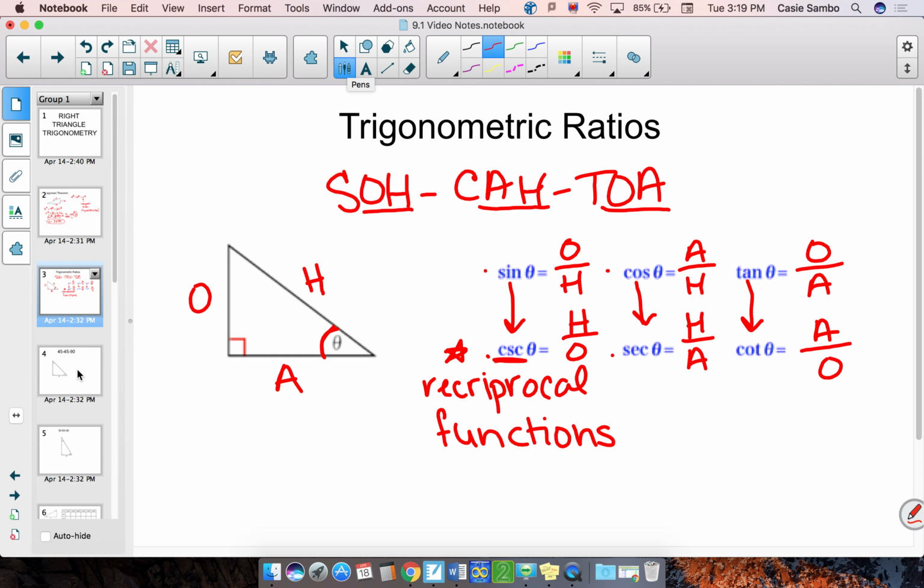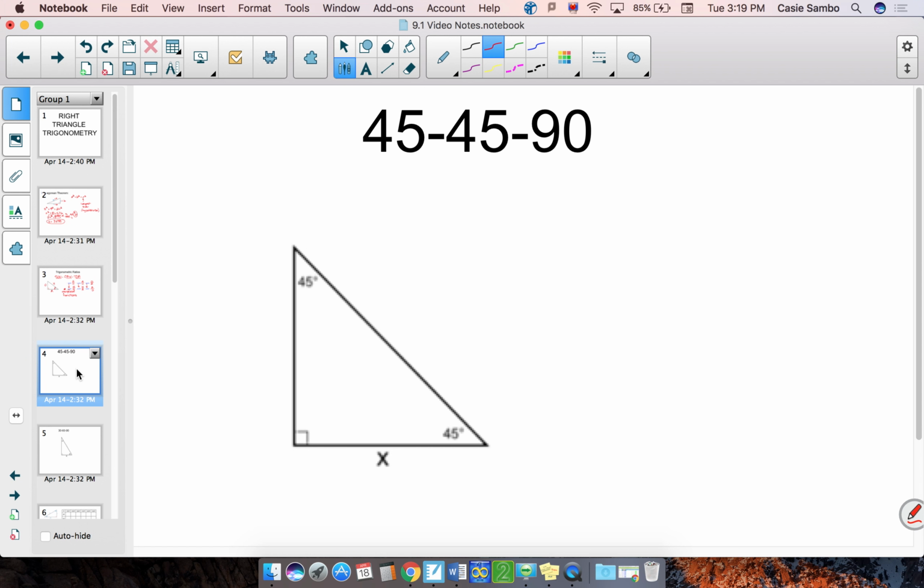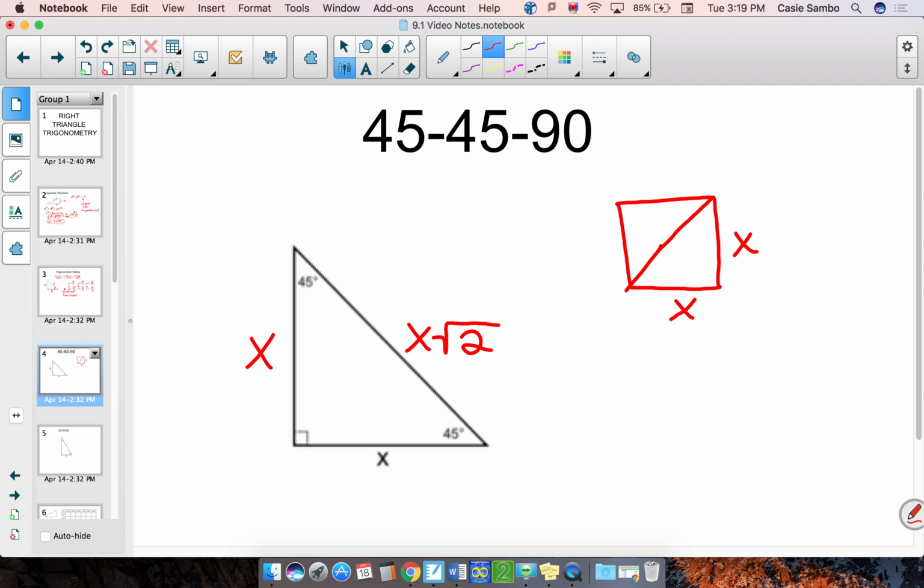Alright, so then we also have these special triangles. This 45, 45, 90-degree triangle comes from a square that we've cut in half. So this side and this side are the same length. So if this one down here is x, it means over here on the side we also have an x. If we use Pythagorean theorem, we would find that the hypotenuse is x square roots of 2. So that's always going to be true. That relationship will always be true for our 45, 45, 90s.